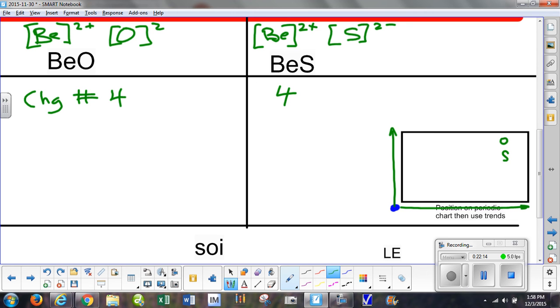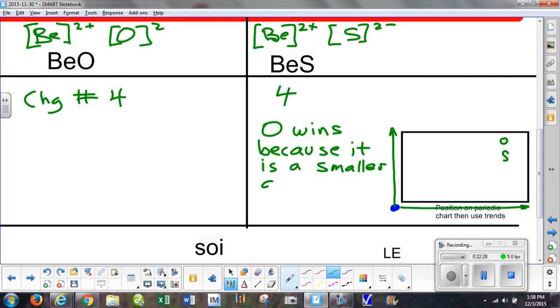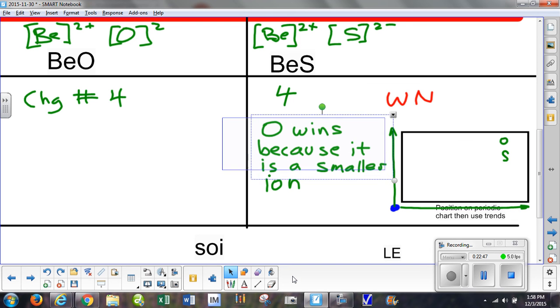So, oxygen wins because it is a smaller ion, not atom. So our winner is over here. Oh, oxygen's on the other side. You're right. Thank you. Let's get that fixed. There we go.